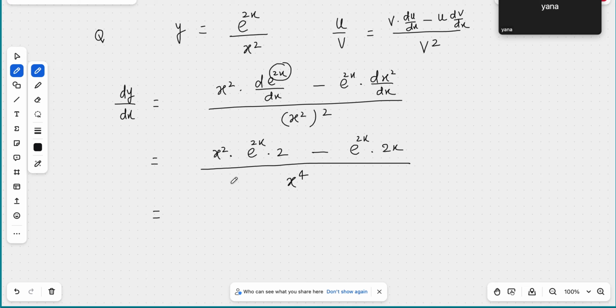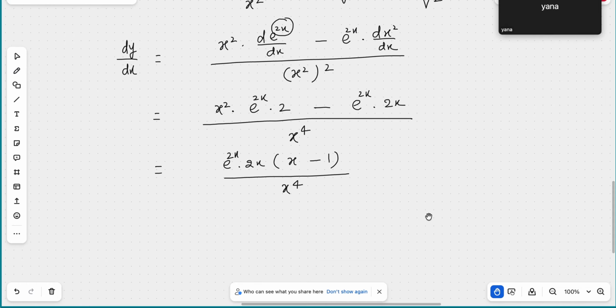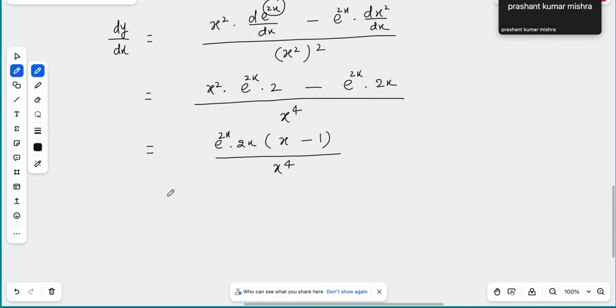Now, if I do the calculation, I can take e raised to the power 2x times 2x out, right? This will be x, and this is minus 1, over x raised to the power 4. Now you can just equate it to 0. So to get the stationary point, we can do dy over dx equals 0. If I do so, this is e raised to the power 2x times 2x, and x minus 1, over x raised to the power 4 equals 0.